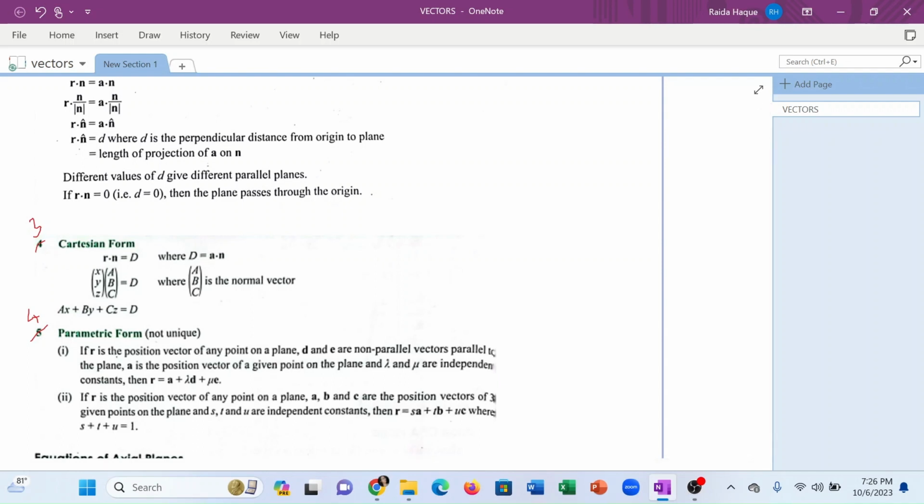Now, if R is the position vector of any point on the plane, A, B, and C are the position vectors of three given points on the plane, and S, T, and U are independent constants, where S plus T plus U equals 1. This one is actually not important for our CIE syllabus. We will stick to the first one, okay?